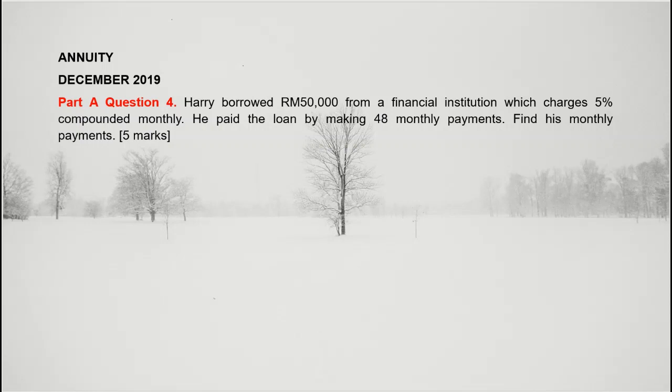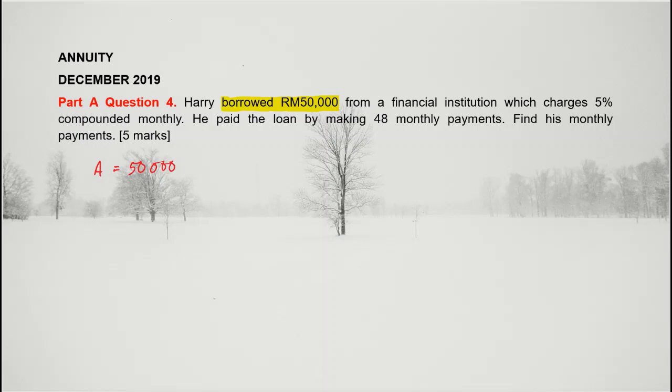So, the question wants us to find the monthly payments, or to be more specific, to find the value of the capital letter R. To solve this question, the first step is to identify what information is given in the problem. It is stated that Harry borrows Rs 50,000. This means that he borrows the money now, such that the value of Rs 50,000 is at present time. Thus, the present value is Rs 50,000, denoted as capital letter A.